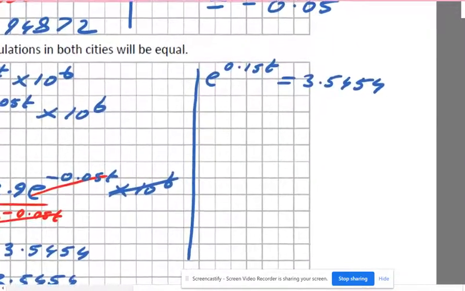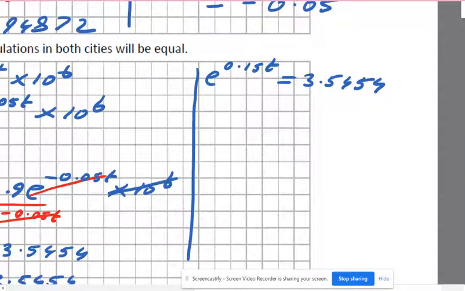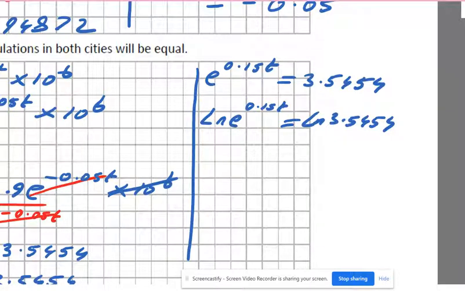And yet again, we have to get the log of both sides, to bring the t down out of the power. So it's the ln of e to the power of 0.15t is equal to ln of 3.5454. And we work out the right-hand side. So the ln of 3.5454, and you get 1.2656. We'll say 57 if you round it off.